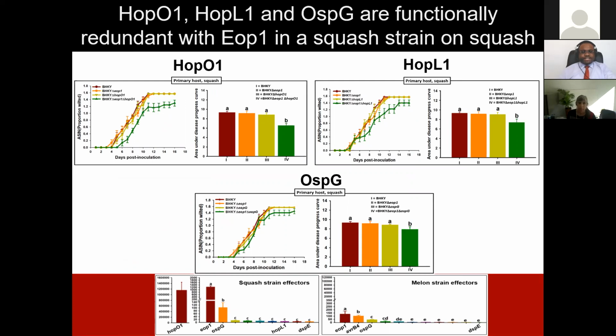We noticed a similar Eopt1 functional overlap with HopL1 and HopL1, and also OspG in the squash strain, but this time on its primary host, squash. Although their individual losses did not alter virulence, their losses in addition with Eopt1 reduced virulence, and that's what we also found with HopL1, HopL1, and also OspG.